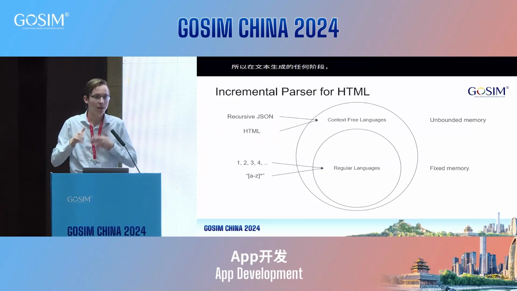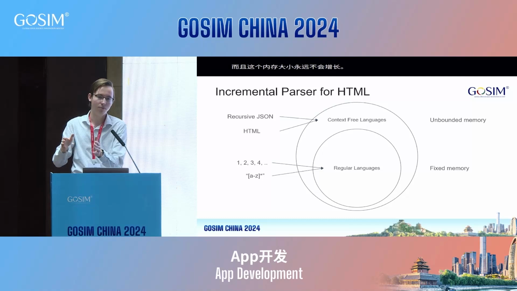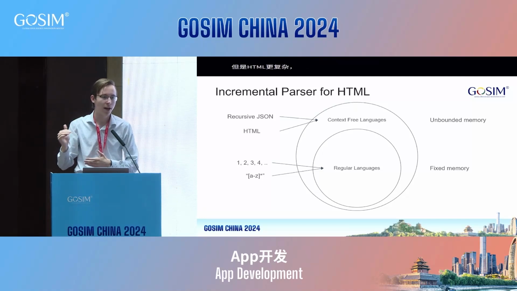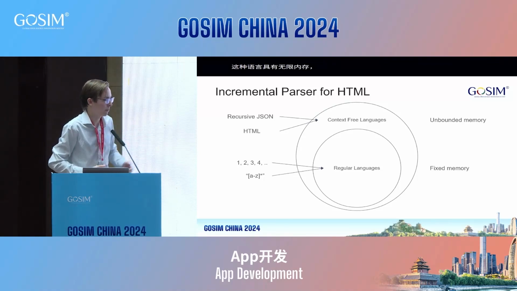Because for HTML, we need to keep track of where we are within the HTML. We could be inside a div, which is inside of a list, which is inside of a table, which is inside of an input, and we need to know to close each of those tags. So that has unbounded memory. It's going to run a little bit slower, and we can't use regular expressions to define it.